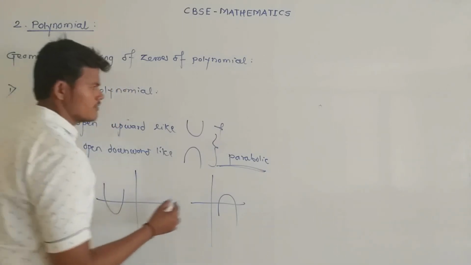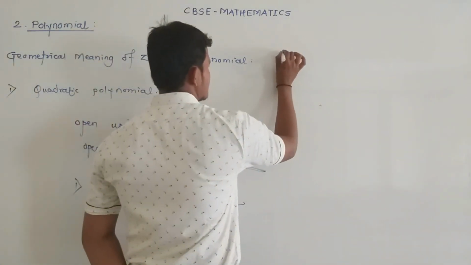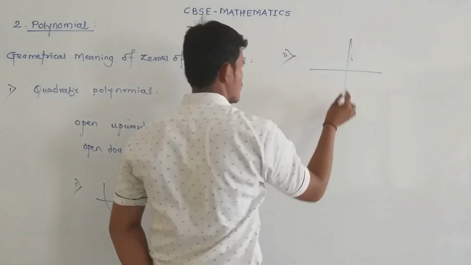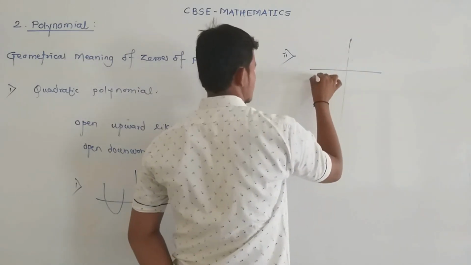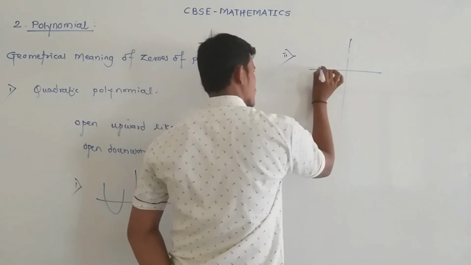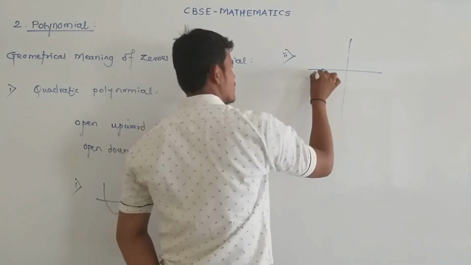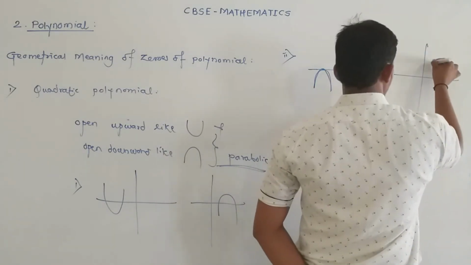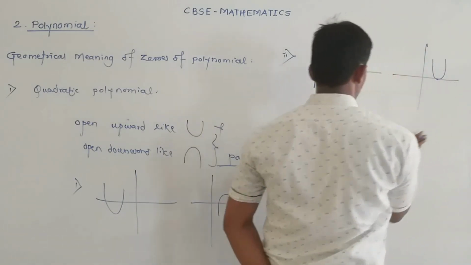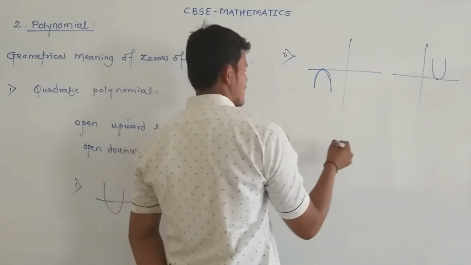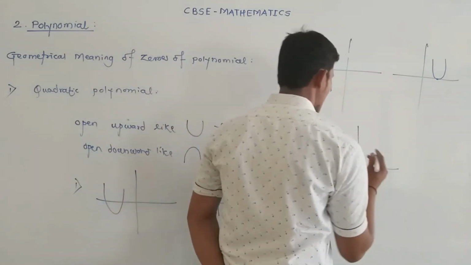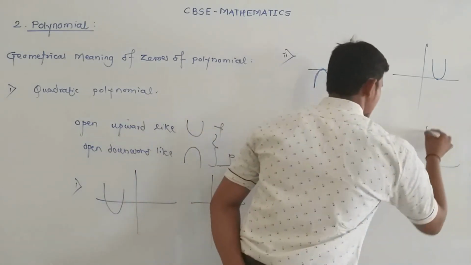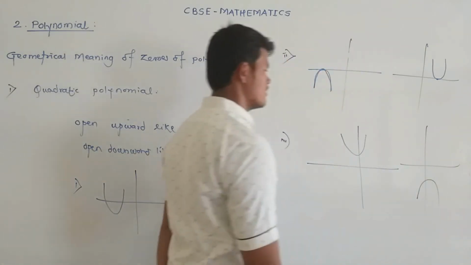This one is the first case. Second one, it intersects the x-axis at only one point, that is two coincident points. Intersect the x-axis at only one point, that means two coincident points. And the third case is it is exactly above the x-axis or exactly below the x-axis.